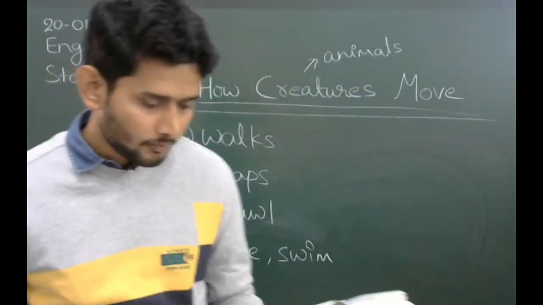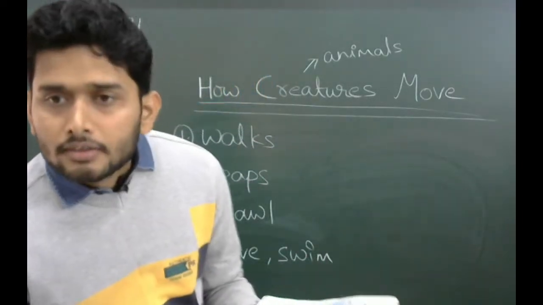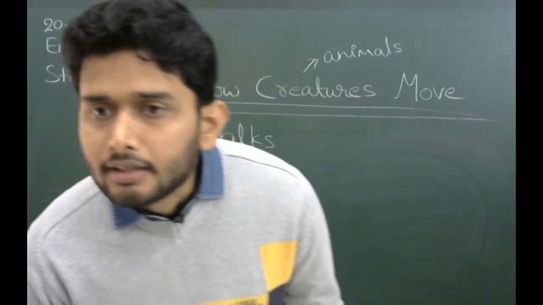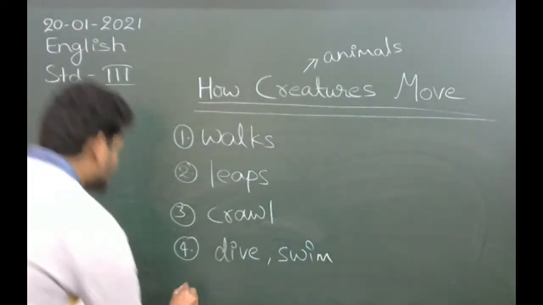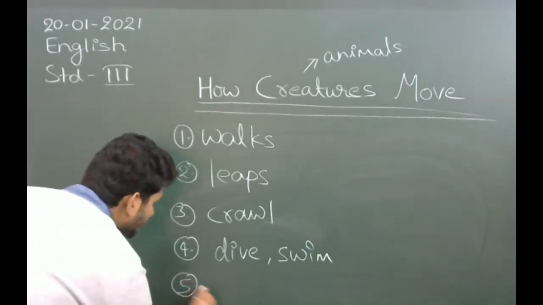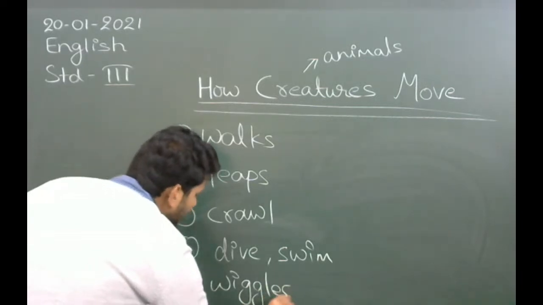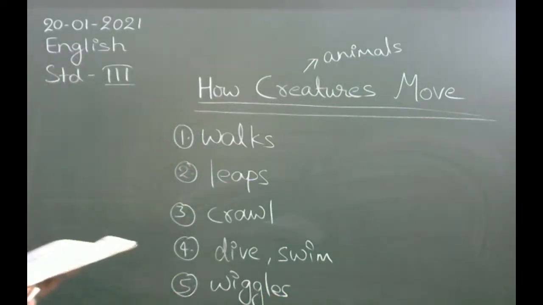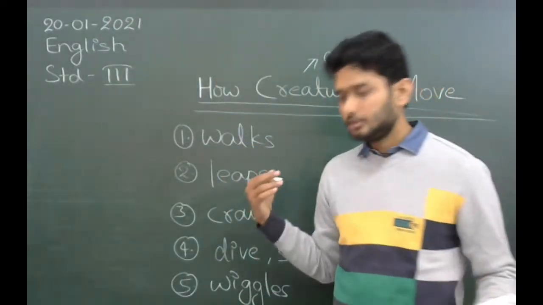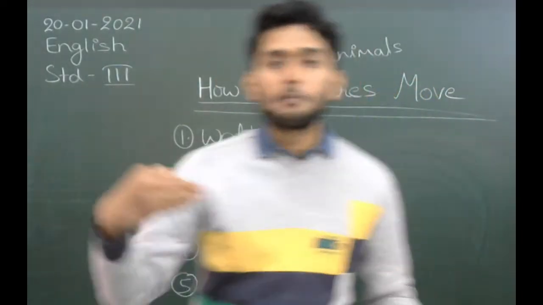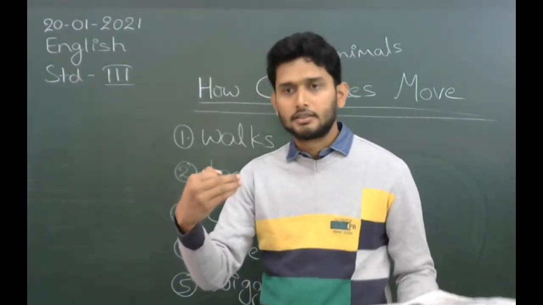Okay, Afrin has given wiggles. Beta, you have written wriggle. Okay, so correct it. It is wiggle. W-I-double-G-L-E-S, wiggles. Wiggles means moving up and down. So when you move up and down, you use your body parts, and you can see the movement. That is called an action word.